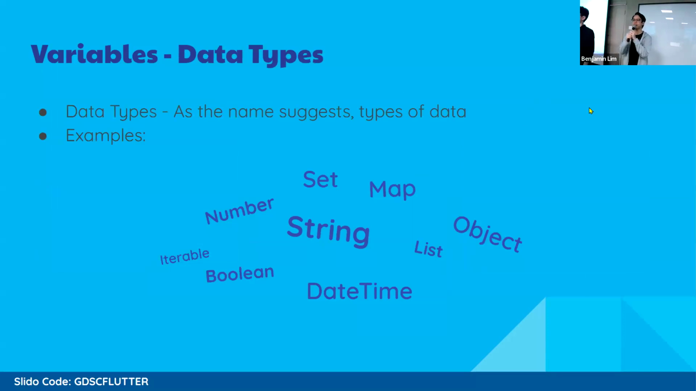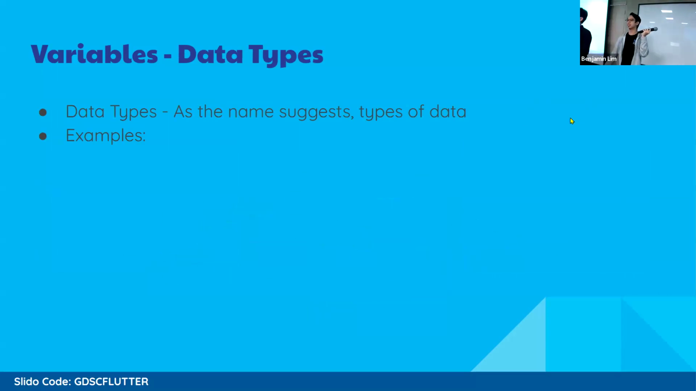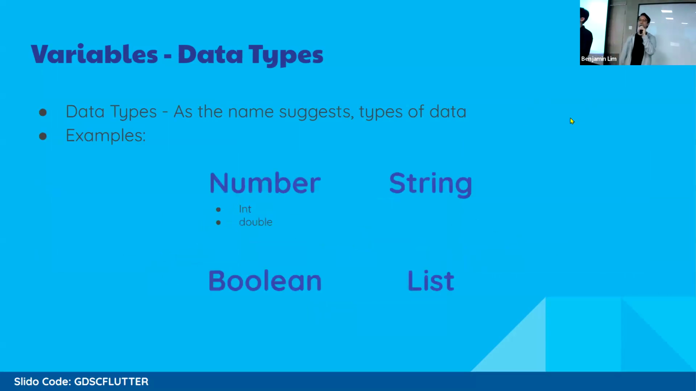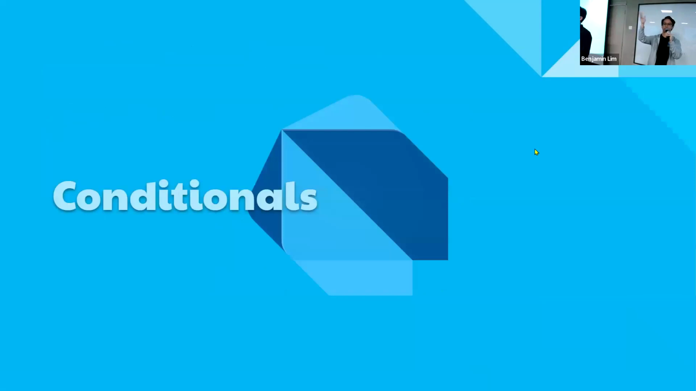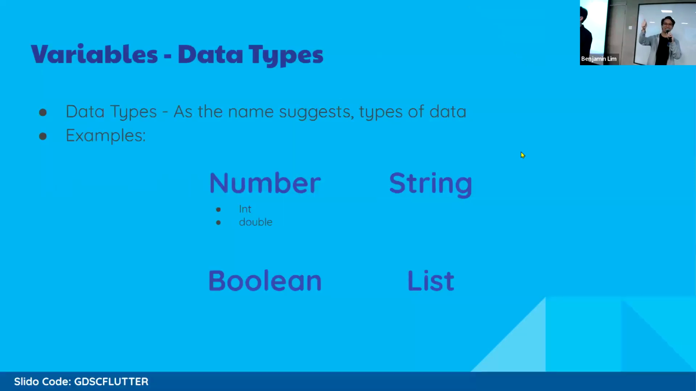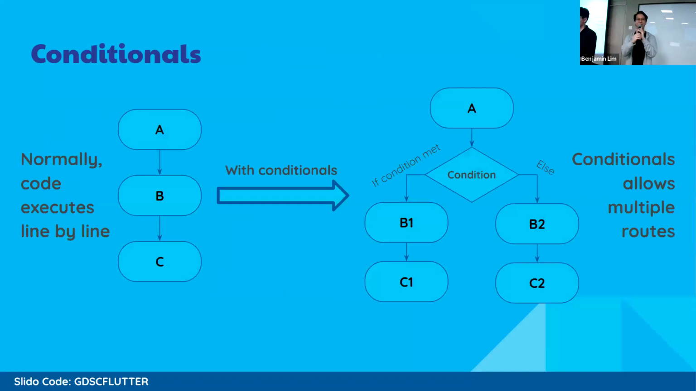So yeah, onto data types. There are many data types, but we will mainly focus on just a few. These are the four main ones that we'll be looking at. Numbers, which are both int and double, and then string, booleans, and list. List we won't go through too much as well, but just to keep in mind that it does exist. So yeah, that's all for variables.